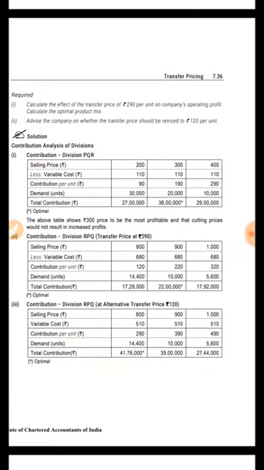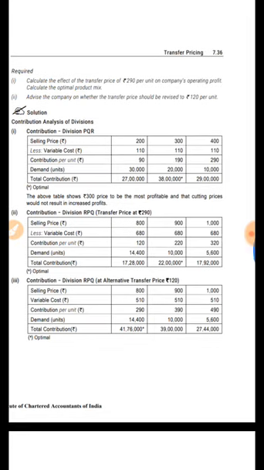Okay. Then if you multiply the contribution with demand units, you will get this. Okay. So here the highest contribution you are getting if you are selecting 900 units.